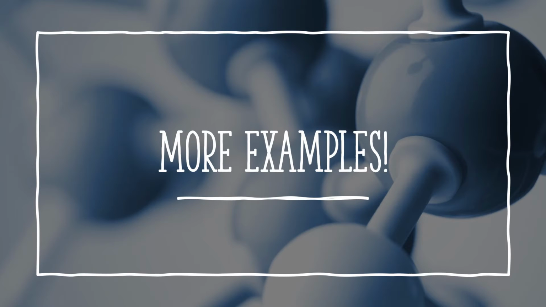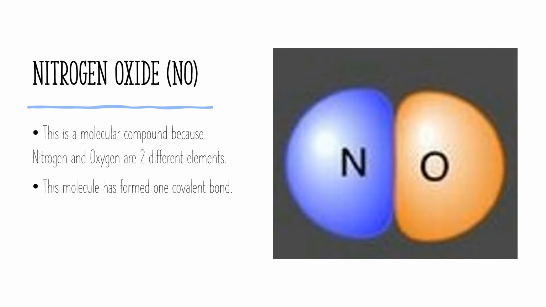More examples. Nitrogen oxide. This is a molecular compound because nitrogen and oxygen are two different elements. The molecule has formed one covalent bond.